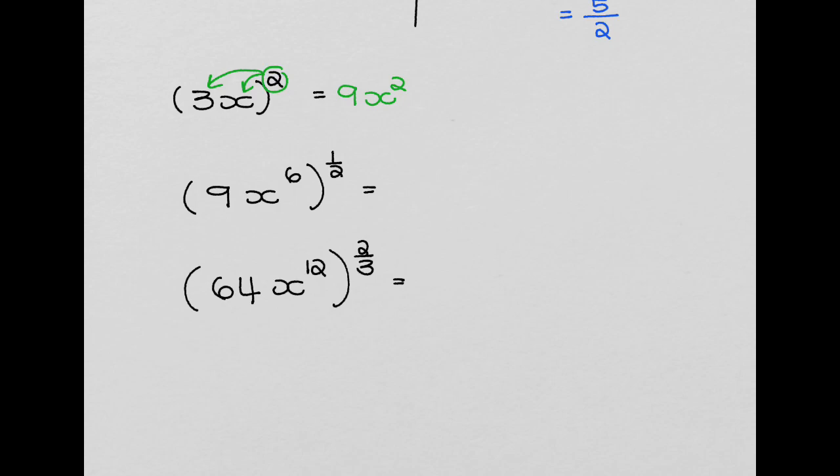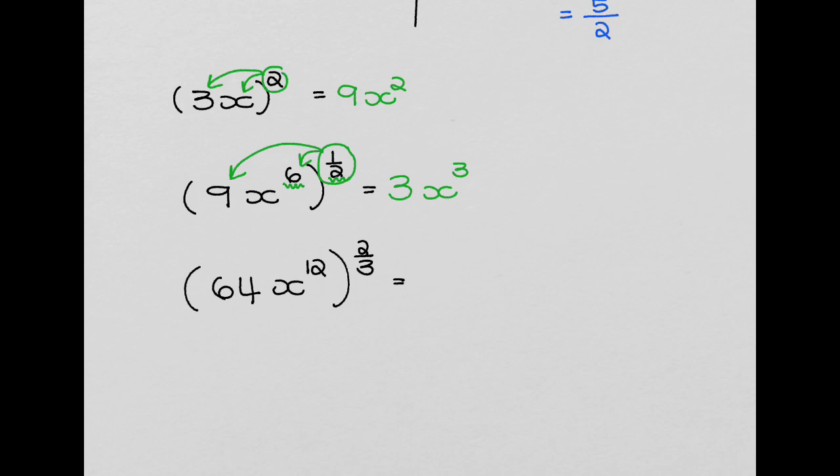Now, if we take that and look at the second question, that half belongs to the 9 and it belongs to the x to the power of 6. So I've got 9 to the power of a half. What does the power of a half mean? It means square root. So 9 to the power of a half is actually 3. Then a power raised to a power means you times. So we're saying 6 times a half, which is 3. So it is 3x to the power of 3.